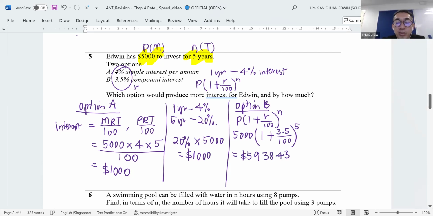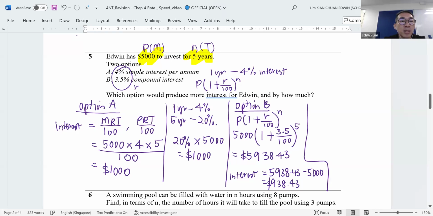5,938.43. This is the total amount, that's why the number looks very big. So if I want to find the interest, I will actually need to use 5,938.43 minus 5,000. I will get $938.43. So which one is better?